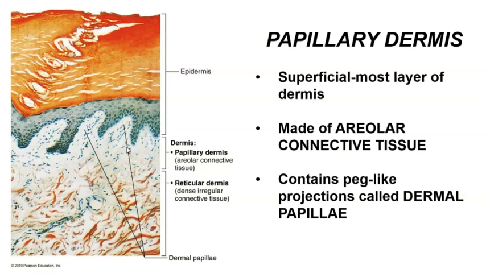We also see that many dermal papillae contain capillary loops that not only nourish the papillary dermis, but also nourish the epidermis, as nutrients diffuse out of those blood vessels there.